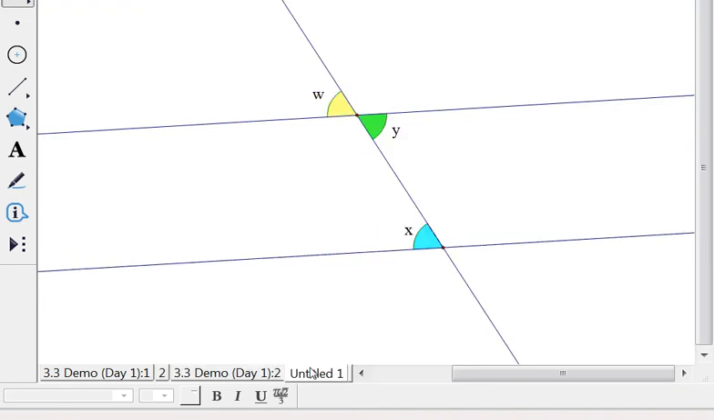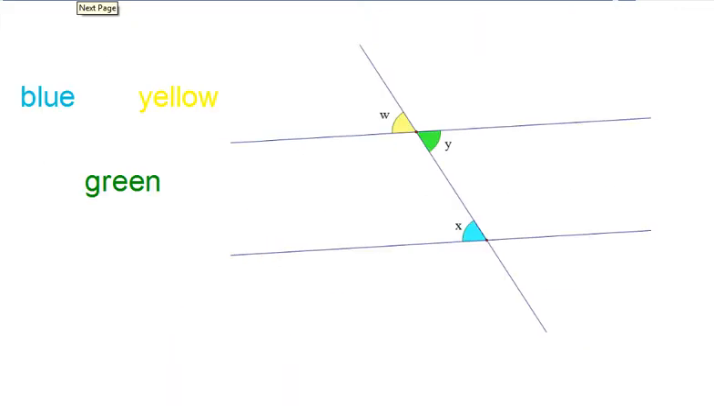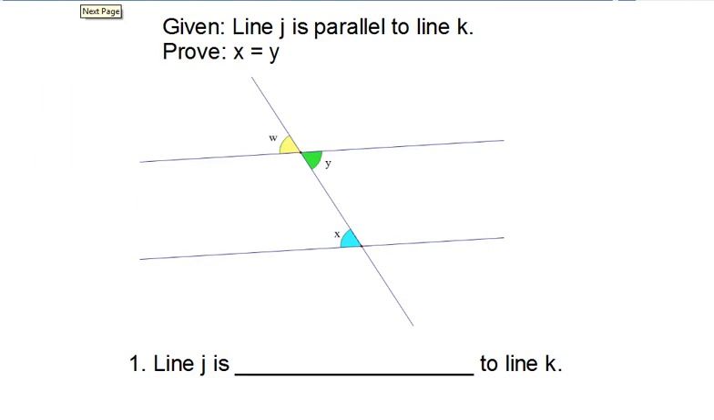Okay, so with that, let's go down to the proof. Before we get started, just the idea of the proof: we want to show that x equals y. So what we're going to do is show that this blue angle matches the yellow angle, and then we'll show the yellow angle matches the green angle, and from that we'll know that the blue and green angles have to match each other, showing that the alternate interior angles are congruent. So that's the idea of the proof in one screen. Let's go ahead and get started.